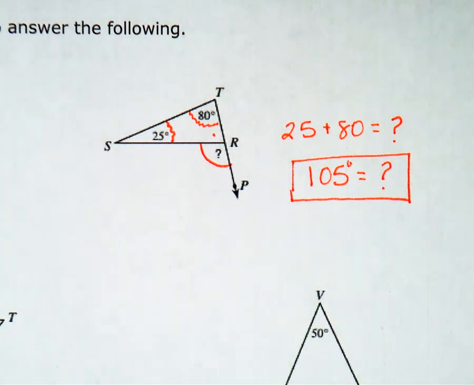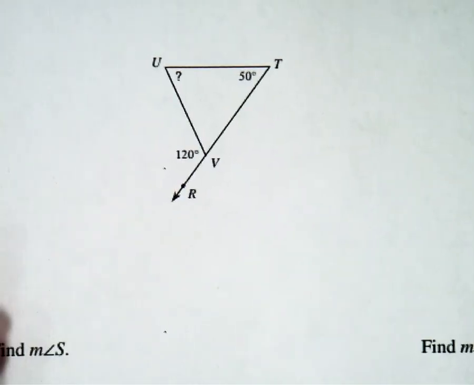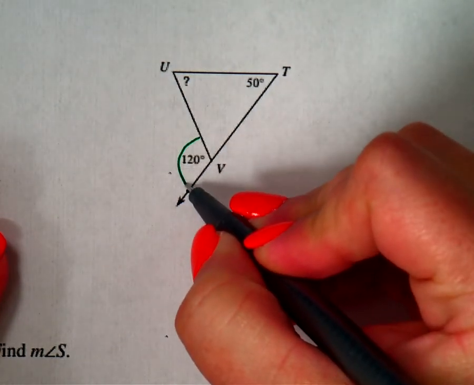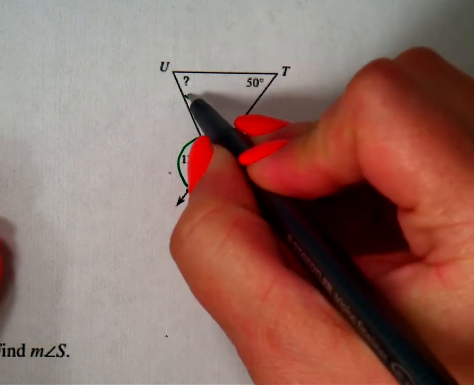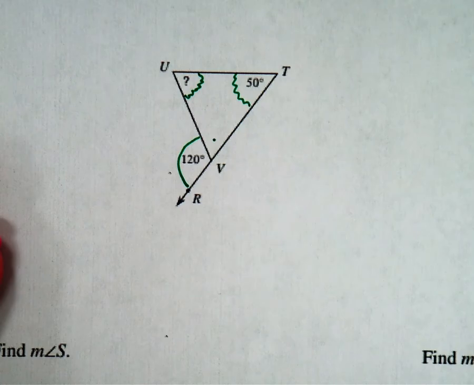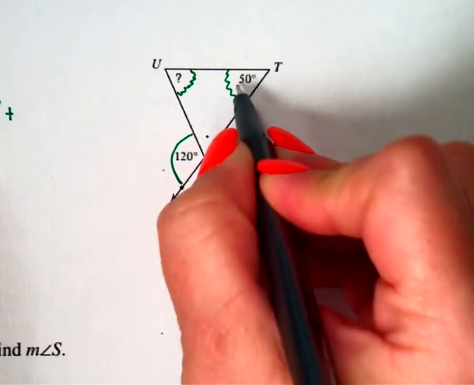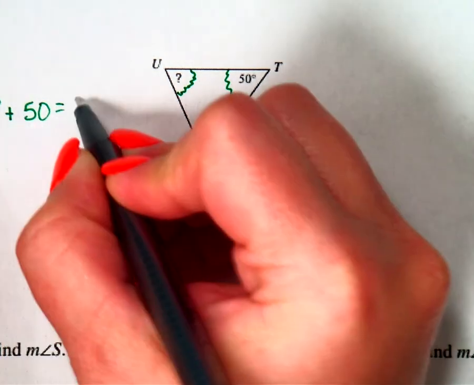All right, let's look at the next one. When I look at this one, I can see, so here's my exterior angle, which means this is my adjacent angle, so I'm not looking at that one. I'm looking at this question mark, and I'm looking at the 50. And I know if I add the question mark plus the 50, it's going to equal this exterior angle 120.